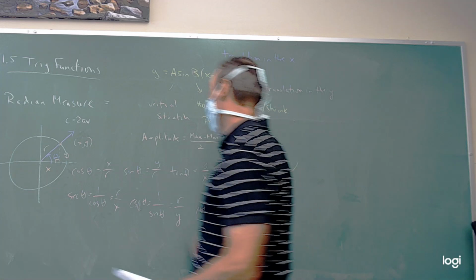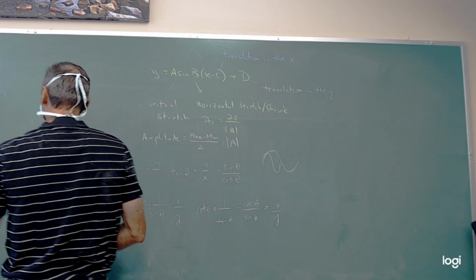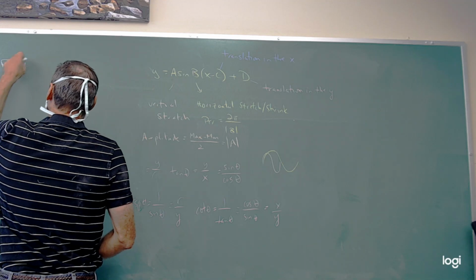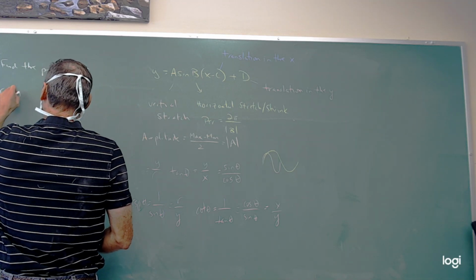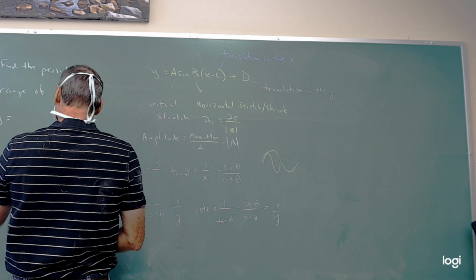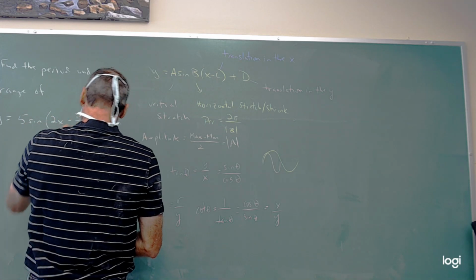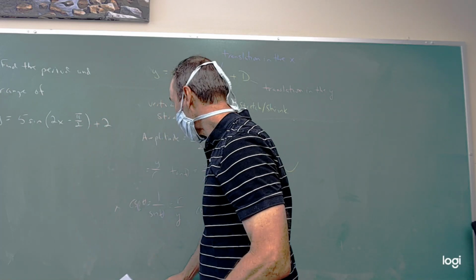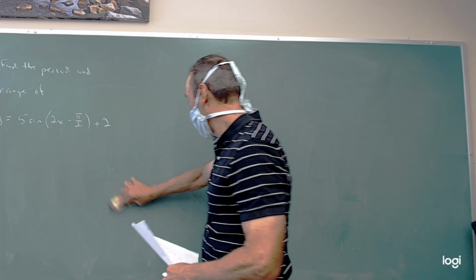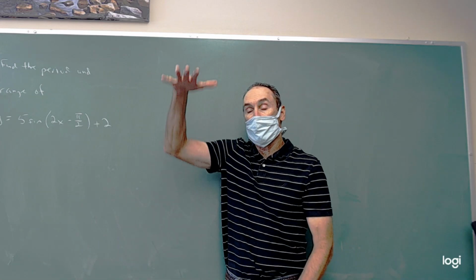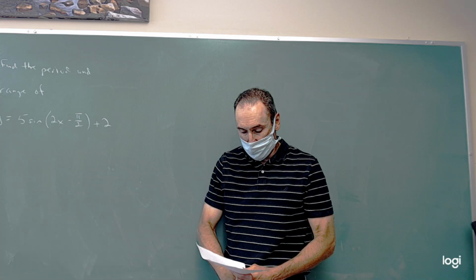So a typical question for us might be something like, instead of actually asking you to graph it, might ask you to find the period and range of, and then I'll give you y equals 5 sine of 2x minus pi over 2 plus 2. Can you find the period? Because that's going to be an important idea still. And can you figure out what the range is? Where does that graph go from the low y value to the upper y value? What are those going to be?